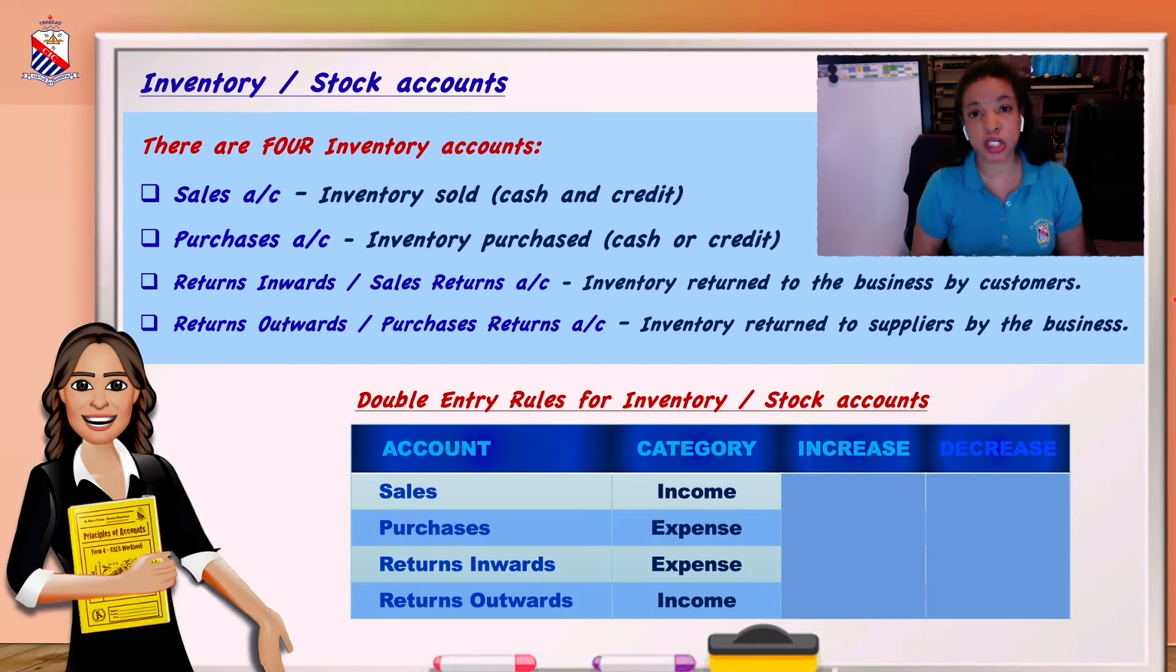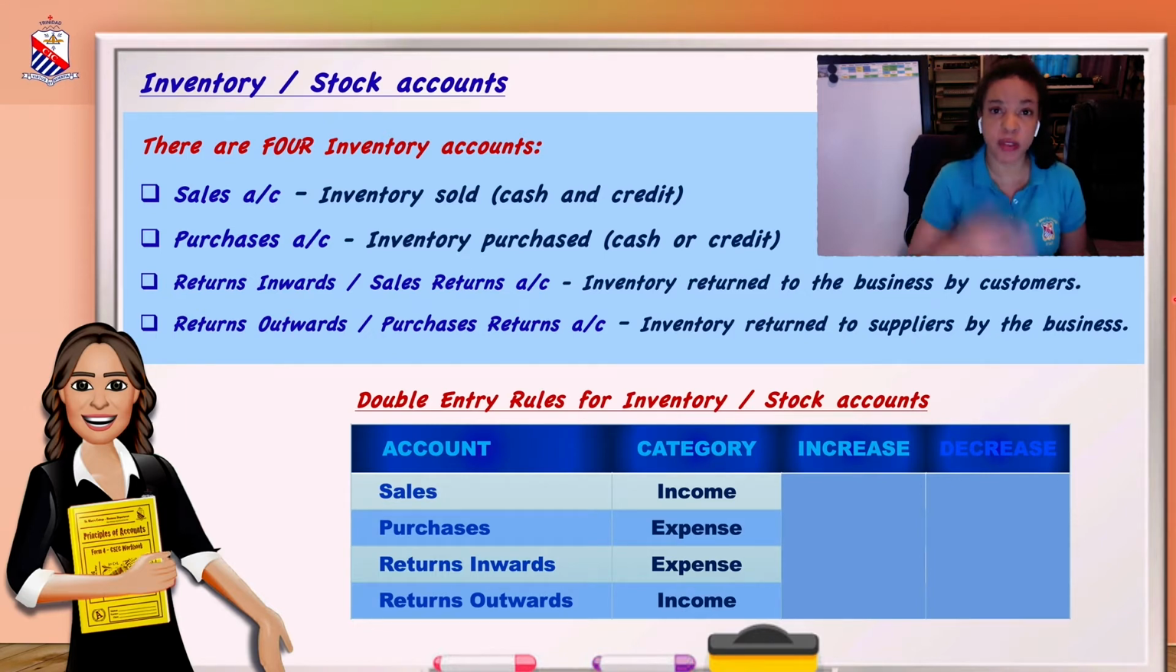And the same thing for returns outwards, also known as purchases returns. It is like you have spent money, expenditure, expense in the form of purchases, but then you return the goods for whatever reason, which means you're kind of getting back your income, right? So it is considered income, or you look at it as the opposite of purchases because it is purchases returns.